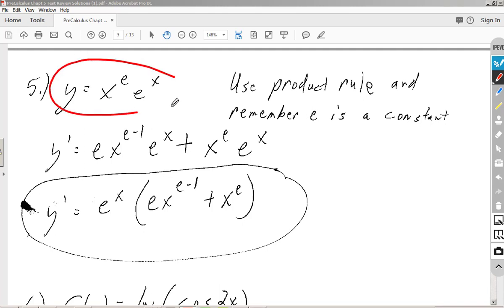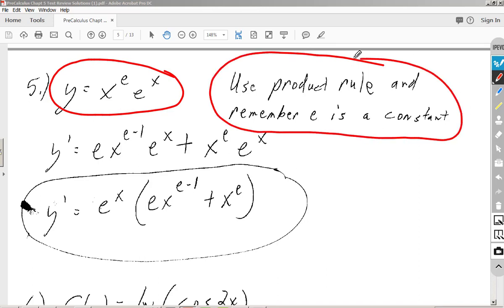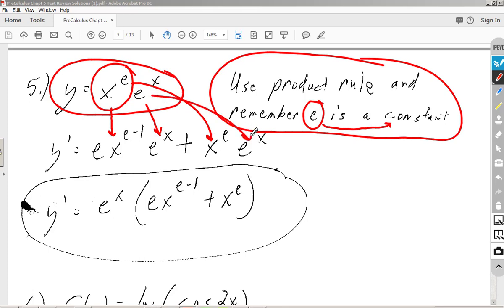I notice on number 5 I've got this problem that says y equals x to the e to the x. And I need to use the product rule since this is an expression times an expression, but I also need to remember that e is a constant. So since e is a constant, this actually is like x to the 2.7182. So when I actually go ahead and find the derivative of this first one, this is just e times x to the e minus 1. Then I leave my second expression the same. Now I leave my first expression the same, which is x to the e, and I take the derivative of my second expression, which is e to the x.